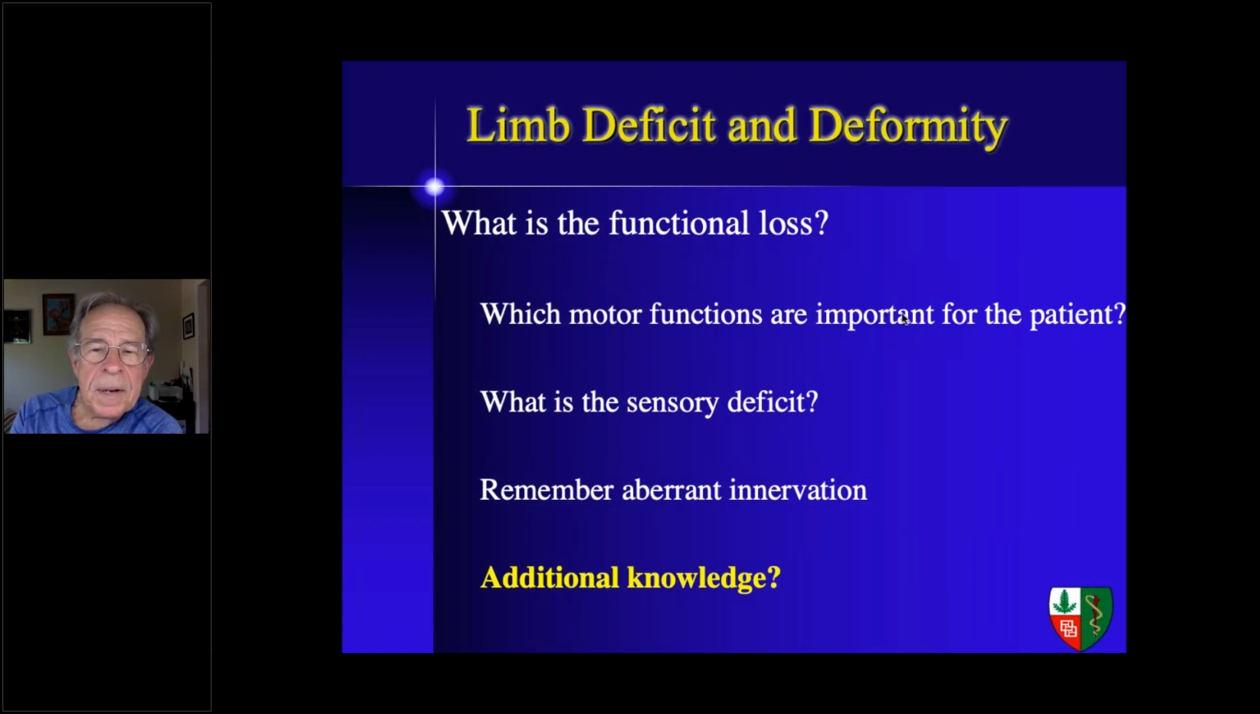Okay, so what you're asking is, well, let's go back. What's the functional loss? We know what's not working here, but what does it mean to him? So which motor functions are important for the patient? Some patients who have no ability to oppose the thumb aren't particularly bothered by that. What is the sensory deficit? Because this is a mixed nerve, and we have to remember aberrant innervation because this can fool our examination.